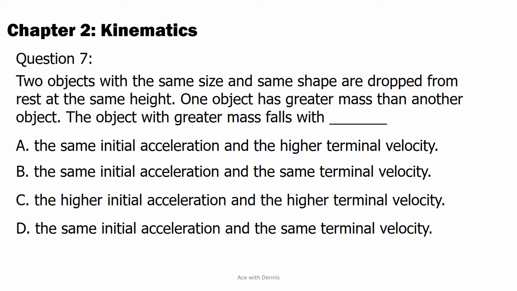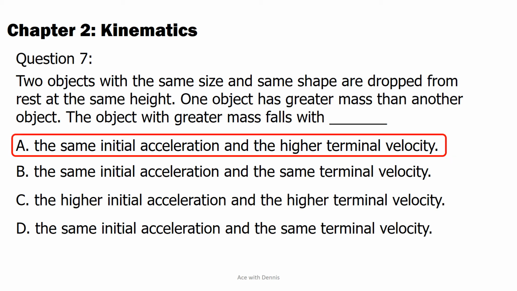The answer is A. The same initial acceleration and the higher terminal velocity. When the two objects fall freely, both are pulled by gravity and hence experience the same initial acceleration, which is 10 meters per second square. Terminal velocity is reached when the weight of an object is balanced by the air resistance. Hence, the object with greater mass, which contributes to greater weight, will have greater terminal velocity.